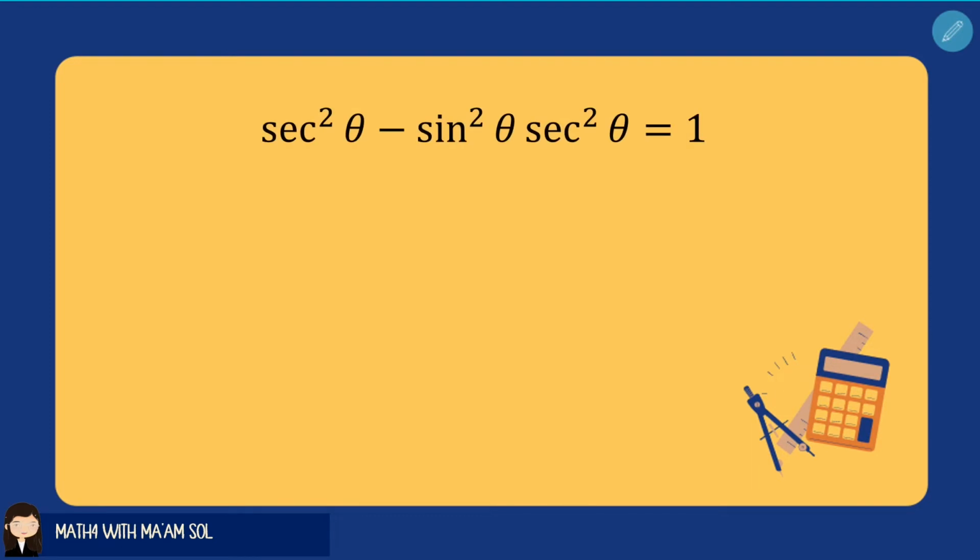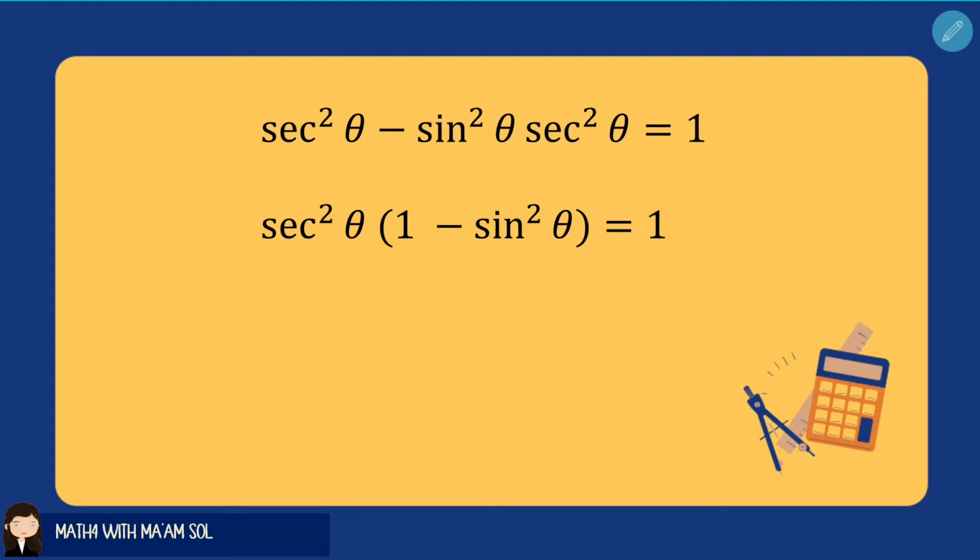Here we're going to prove that secant squared theta minus sine squared theta times secant squared theta is equal to 1. We will still apply the tips that we've learned from the previous example, and of course, add a bit more. So here, we know that the left-hand side is the more complicated expression, so that's what we manipulate. By inspection, we know that we can apply tip number 3, which is to factor some expressions. In this expression, we can actually factor out secant squared theta. Thus, we get secant squared theta times the quantity 1 minus sine squared theta is equal to 1.